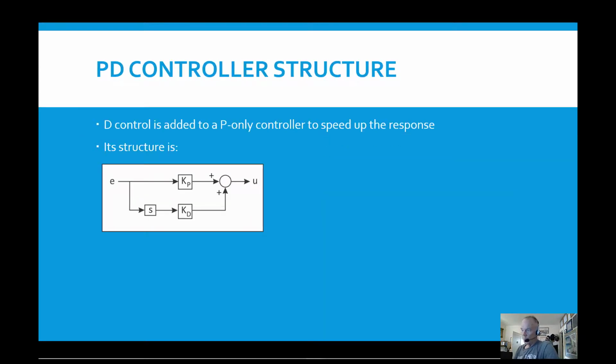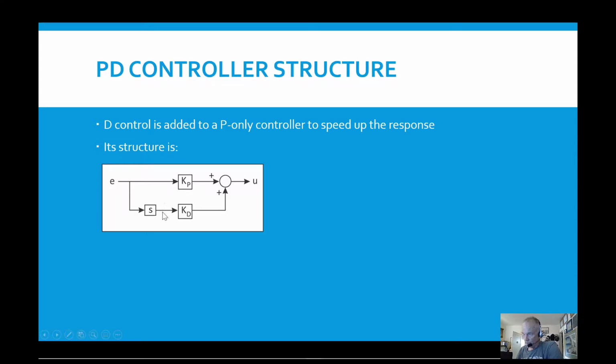Okay, let's look at a PD case. A PD is like a PI, except rather than adding an integral path, we add a derivative path. So we take the error and again feed it through the P part. It's a proportional action, it's called. But then we take the error also and we differentiate it. So what we're getting here is the change in error at any particular point in time.